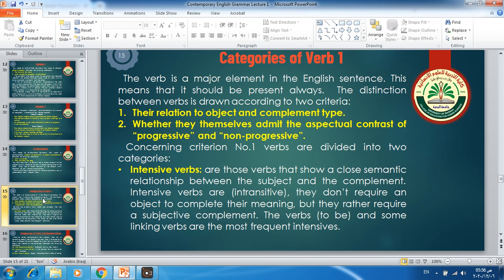Intensive verbs are intransitive. They do not require an object to complete their meaning, but they rather require a subject complement. The verbs to be and some linking verbs are the most frequent intensives. So the verbs to be and the verbs that have a copular meaning, the verbs that copulate between the subject and the complement, which we call also linking verbs, are the most frequent intensive verbs, because these verbs show a close semantic relationship between the subject and the complement.